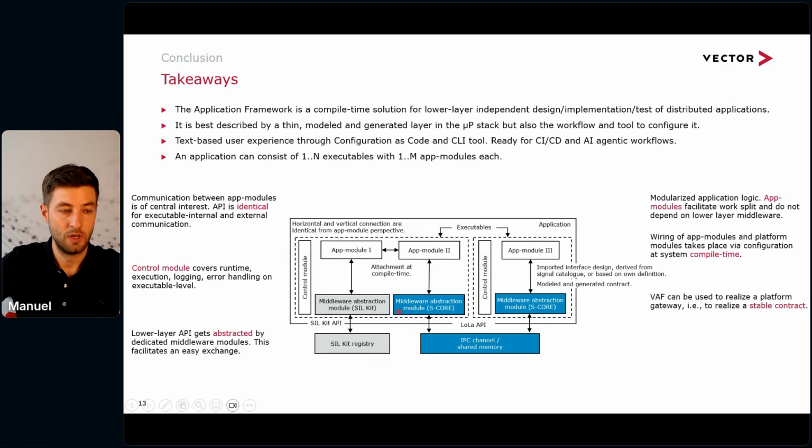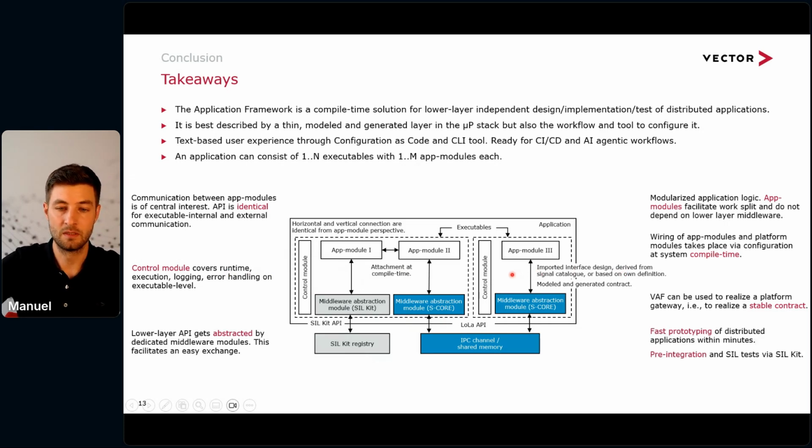So several lower layers can be connected and integrated into one application or even one executable. You can have incoming data flows, outgoing flows via a different lower layer, etc. And this allows to create and cut this whole picture in the middle to realize kind of a stable contract for the app module developers.